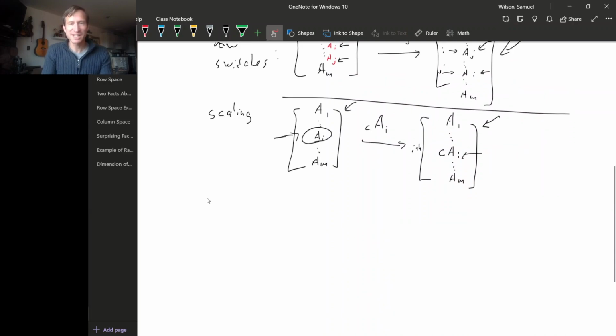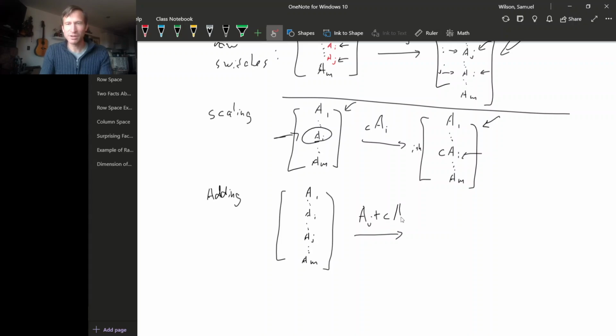Okay, last thing to check is adding a multiple of a row to another row. So let's say, here are all our rows. And let's say we add to row j a multiple of row I.